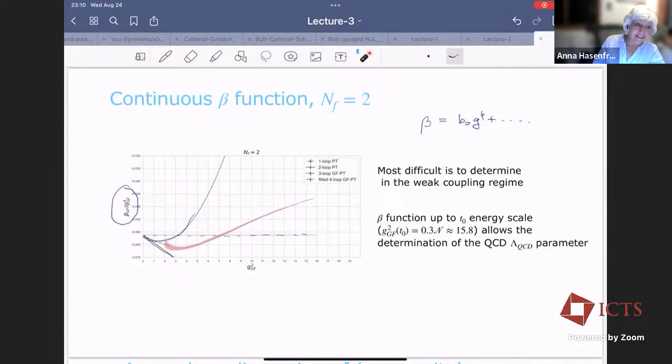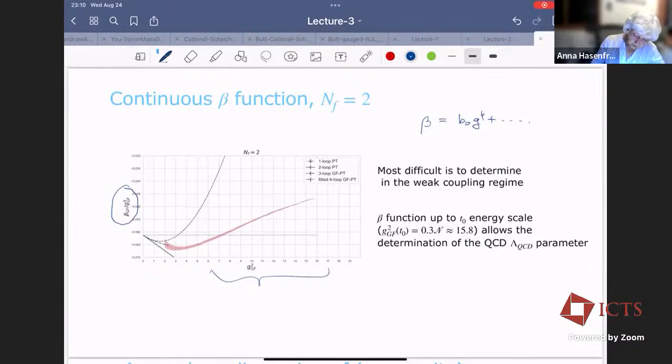And interestingly, it is the small g squared region that is the hardest to calculate here. So that is where we have the hardest time to get a good prediction. The strong coupling regime, which is really this part, first of all, the beta function is not small and the errors are very small. Now, why am I showing this?